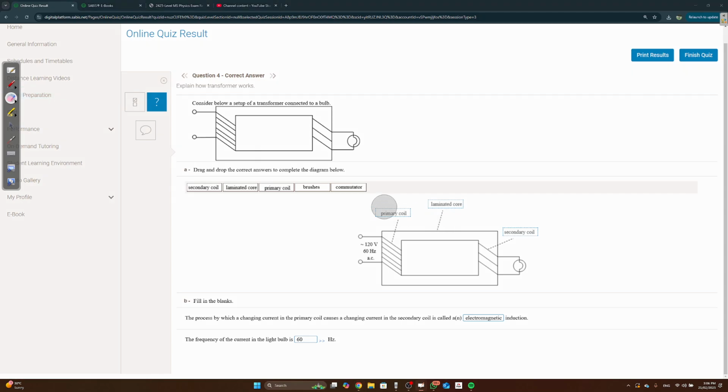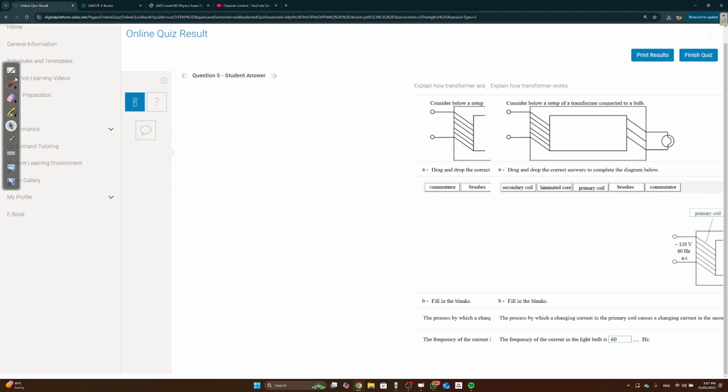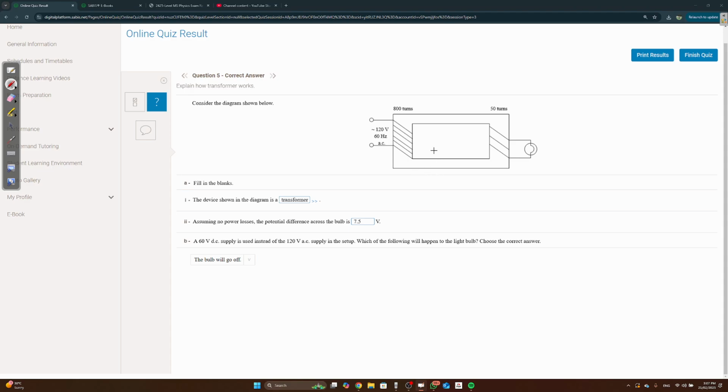So that's why it's called electromagnetic. Okay, what is the frequency in the light bulb? It's going to stay 60 hertz. Frequency, we said it doesn't change. This is what's happening here. What is the device? Of course, it's a transformer. Assuming no power losses, so 100% efficiency.